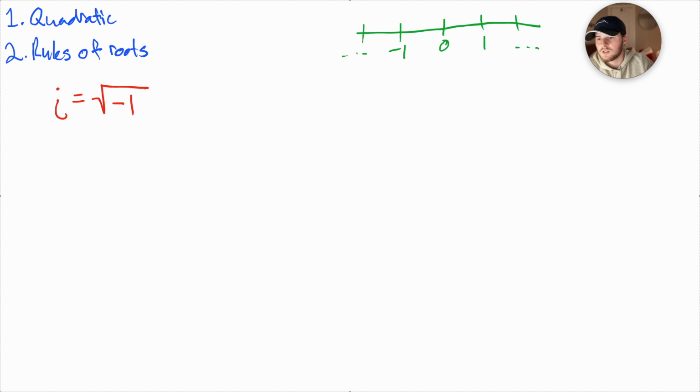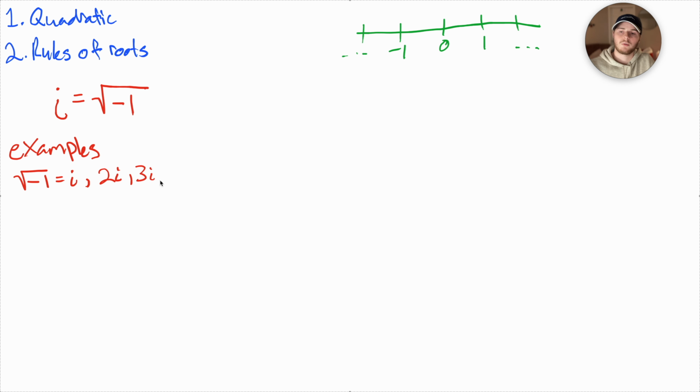So some examples. What's an example of an imaginary number? We could have i, which is the square root of -1. We can also say something like 2i, which would be 2 times the square root of -1, or 3i, which is 3 times the square root of -1, or even something like pi i. The idea here is that you have a real number multiplied by an imaginary number, and that still makes it an imaginary number.